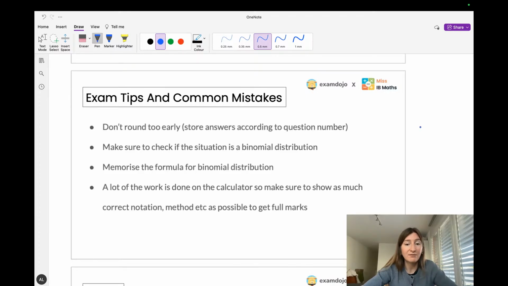Make sure to check if the situation is a binomial distribution, and then remember to write it. X is binomially distributed with n, p. That's going to get you marks, and show that you understand. Memorize the formula for binomial distribution. Hopefully you've seen it a couple of times now and it's not looking too scary. And yeah, show correct notation and method as much as possible to get full marks.